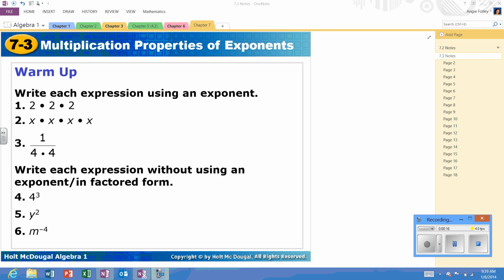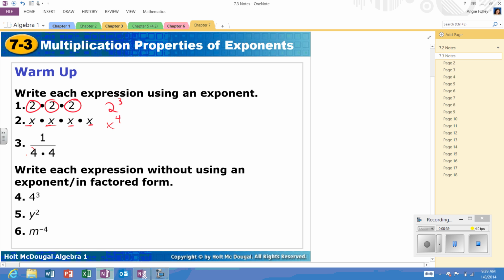Okay, number one, it wants us to write each expression using an exponent. So what we're going to do is look at what's repeated. Well, this base of 2 is repeated 3 times. So that means we're going to write a base of 2 raised to the third power, since it's multiplied by itself 3 times. In number 2, our base is x, and it's multiplied by itself 4 times.